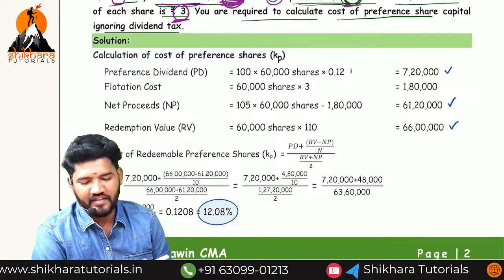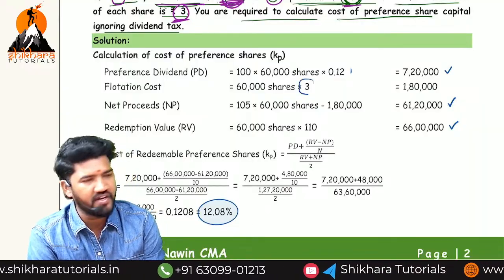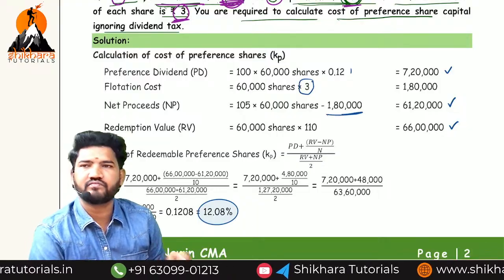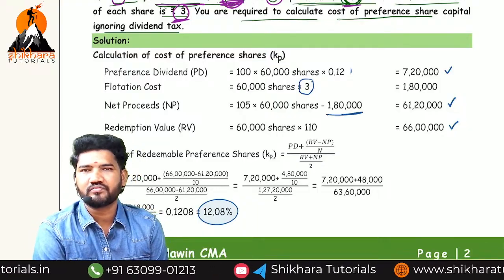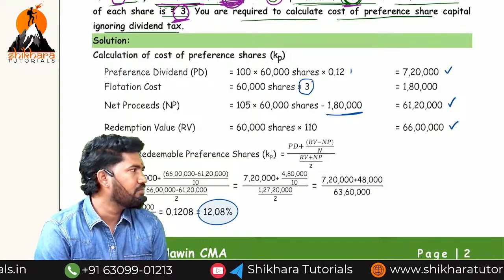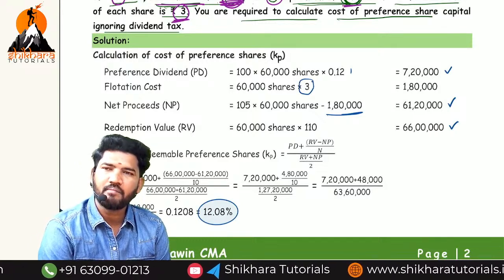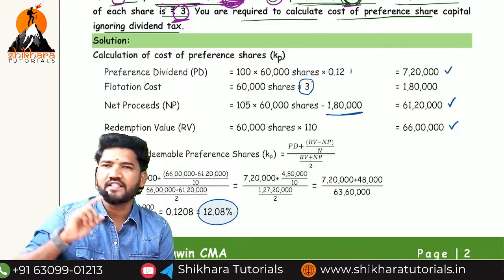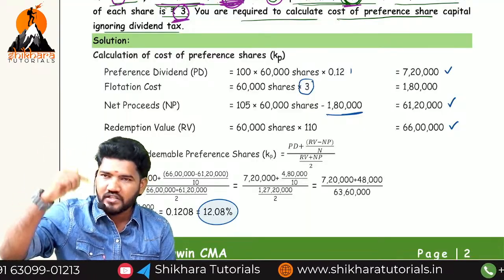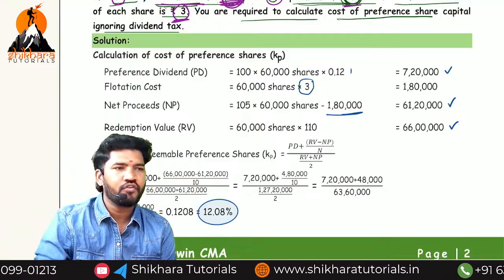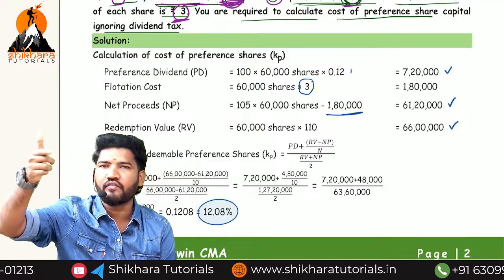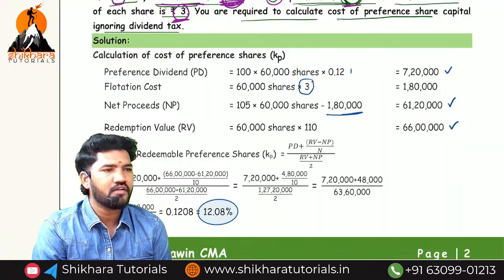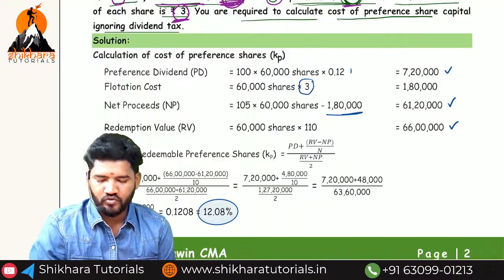Clear? What they did means they first consider the flotation cost: issue price minus flotation cost. Nothing is new. So just a simple concept: total we can calculate, per share also we can calculate. But apply common sense: if you consider the numerator per share, the denominator also you have to consider per share. If you consider the numerator from a total point of view, in the denominator also you have to consider total. Any doubt on this? Easy only. Okay, then fine.